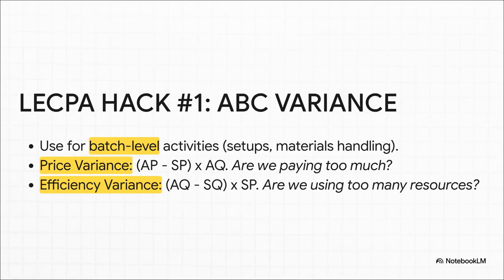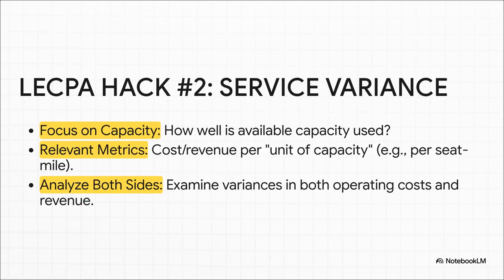All right, LECPA hack number 1, ABC variance. When you see a problem talking about machine setups, inspections, or moving materials, your brain should immediately go to ABC. The formulas have the exact same logic as direct materials. You just swap in the price and quantity for the activity, like labor hours. The price variance asks, did we pay too much for the resource? And the efficiency variance asks, did we use too much of the resource? Simple as that.